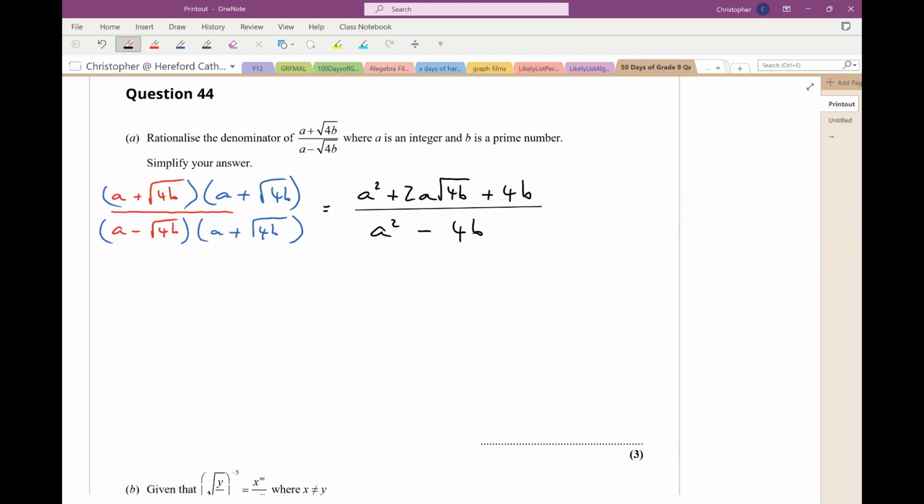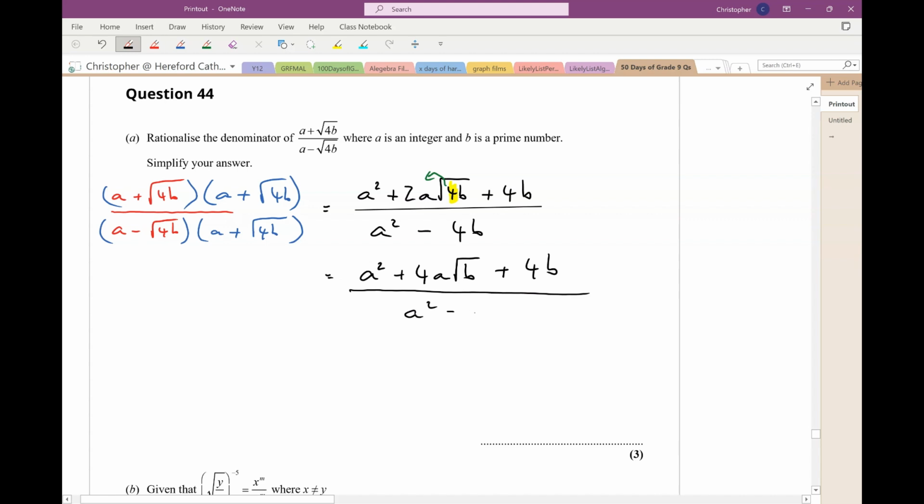So I'm trying to think what I can do now to simplify that. Well, I can certainly simplify the top, because I've got a squared, and I can pull out this 4. Now I've already got 2 outside the square root. When I pull out that 4, it's going to square root it, so I'm going to get another 2. So I'm going to have 2 times 2. So I've got 4a times the square root of b plus 4b. And all of that is over a squared minus 4b. And that is my solution for part A.